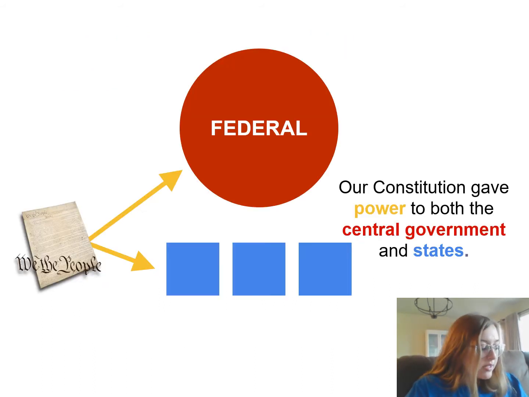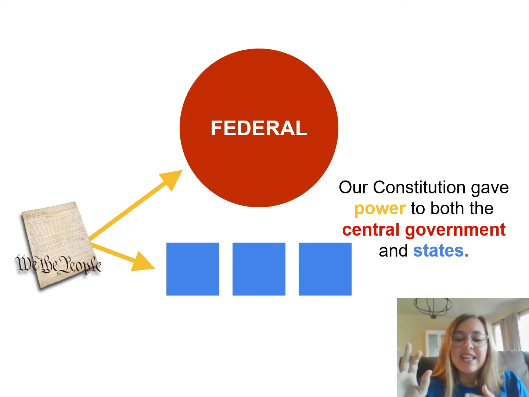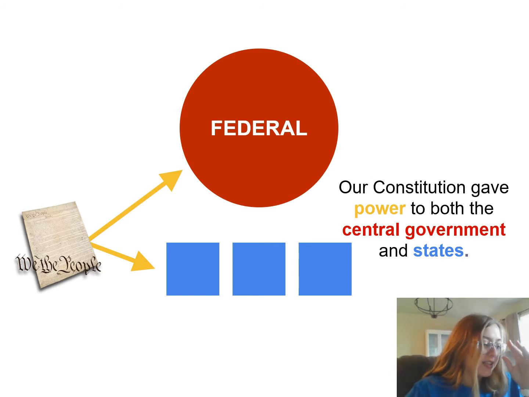So federalism is a system in which the national government shares power with state and local governments. And we use the Constitution as our document that divides out that power. So within the Constitution, we lay out all of these different powers that the federal government has, and then we say, and the other stuff, that's powers reserved for the states.